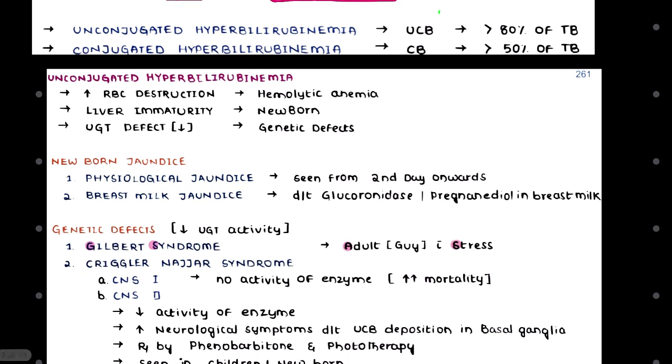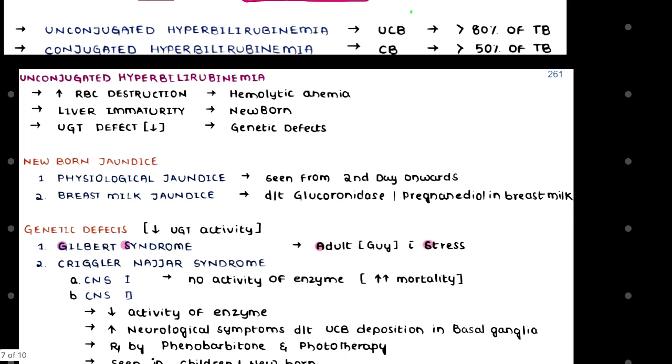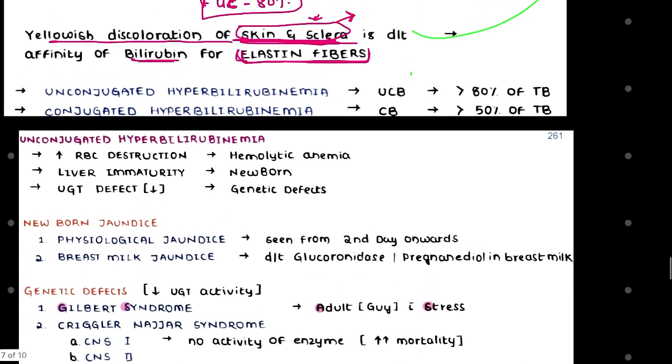Okay, now since we are talking about newborn jaundice and physiological jaundice, there is breast milk jaundice also. And what is this breast milk jaundice? Breast milk consists of glucuronidase, which is present in breast milk. It will also help in enhancing the level of unconjugated hyperbilirubinemia. Okay, now this was about unconjugated bilirubinemia.